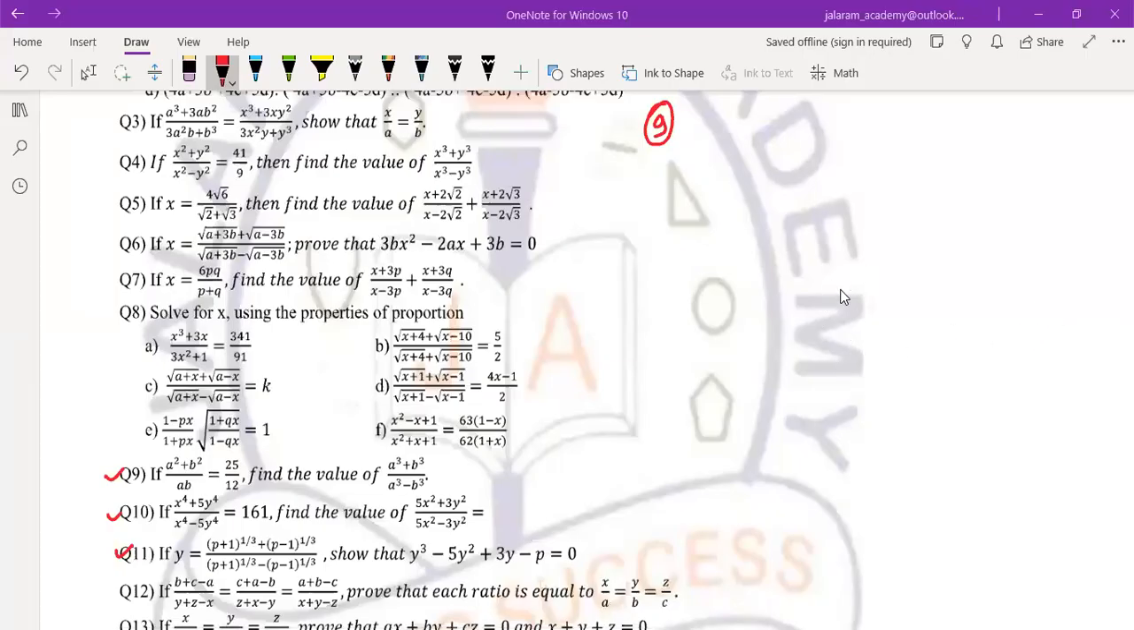Welcome back, students. Now we will discuss some more important questions from ratio and proportion, like question number 9. If (a square plus b square) over ab equals 25 by 12, find the value of (a cube plus b cube) over (a cube minus b cube).